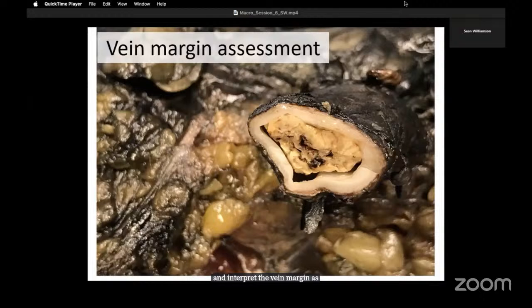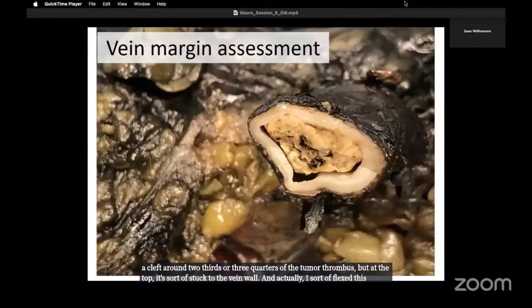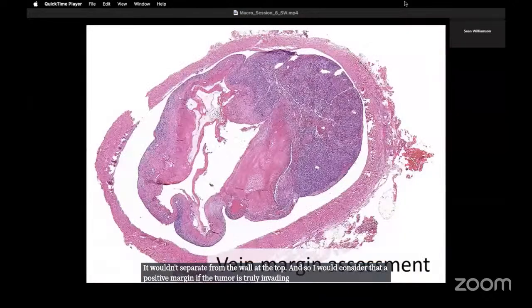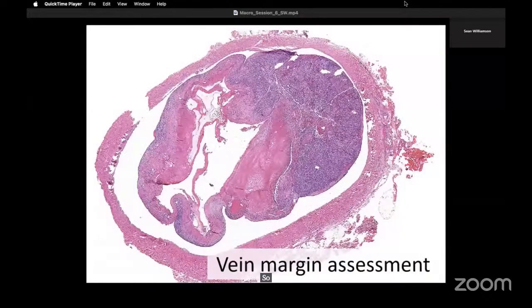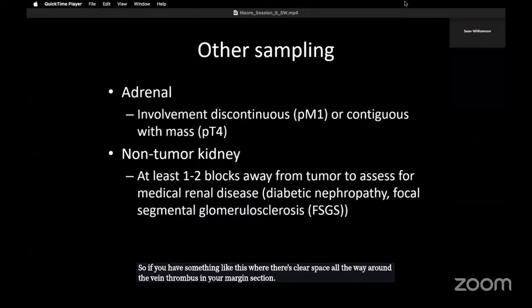But in this one, you can see there's a cleft around 2/3 or 3/4 of the tumor thrombus, but at the top it's sort of stuck to the vein wall. And actually I sort of flexed this specimen with my hand to show that it wouldn't separate from the wall at the top. And so I would consider that a positive margin if the tumor is truly invading the wall at the margin. So if you have something like this where there's clear space all the way around the vein thrombus in your margin section, I would consider it negative.